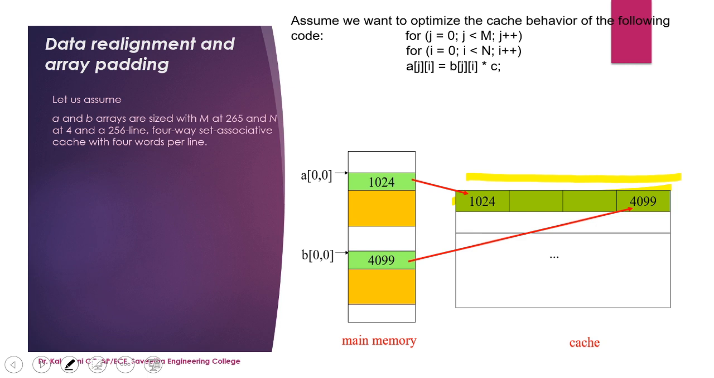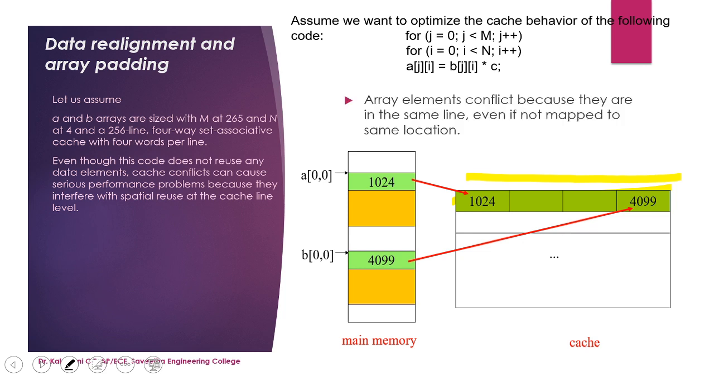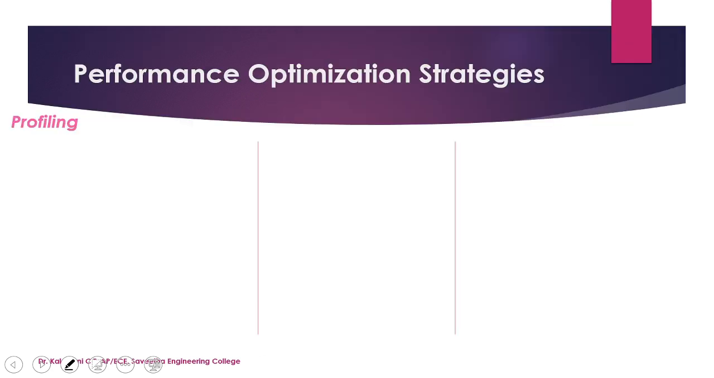Now, in A[0][0] we have the value 1024. In the B array location [0][0], we have 4099. So when you write A is equal to B into C, we are going to access these two. If these two are in the same line, then we will have a cache conflict. To avoid this cache conflict, we can go for padding. So one way to reduce this cache conflict is padding. The other way is to move one array.